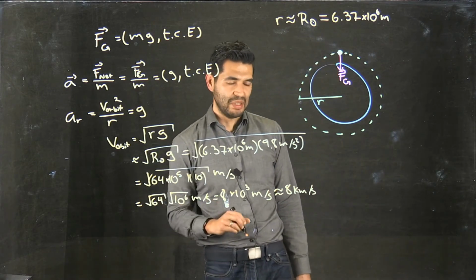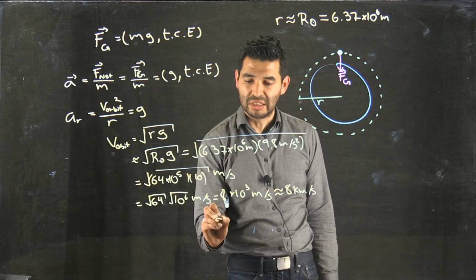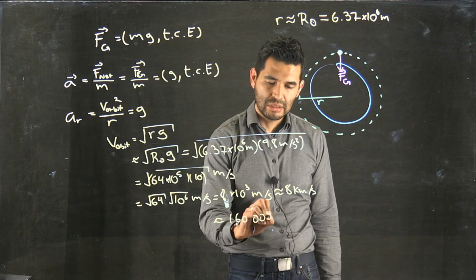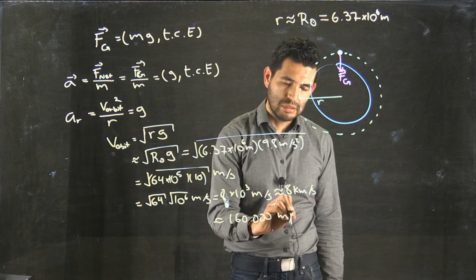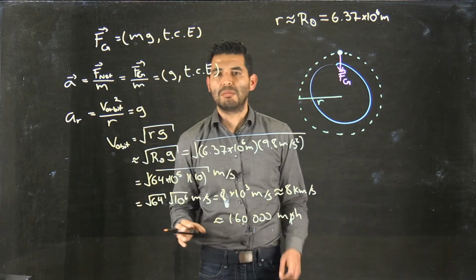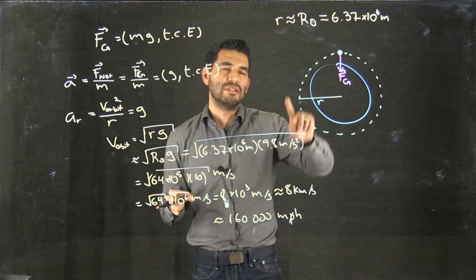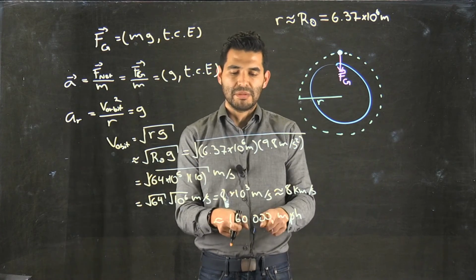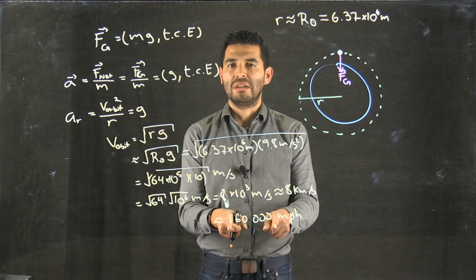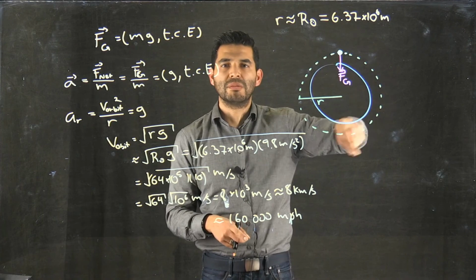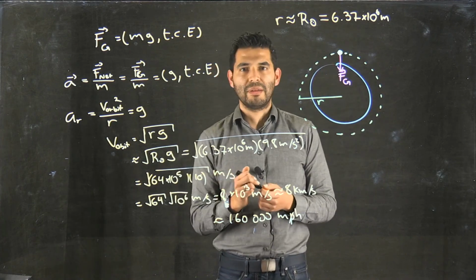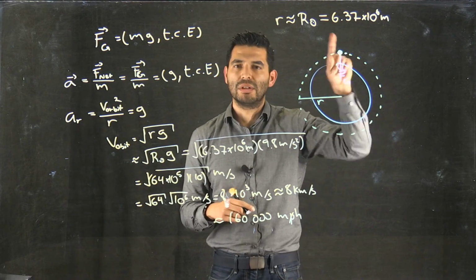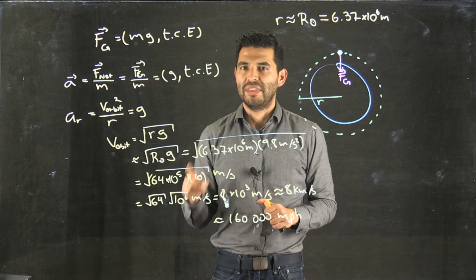Now, to put this in perspective, this is approximately 160,000 miles per hour. So we would need to go very, very fast in order for it to be in orbit. But yes, in principle, if we can give an object this speed near the surface of the Earth, then this object would be in orbit around the Earth. Now, the next question would be, how long would it take for this object to go around one circle? And that's what we're going to do in our next video.